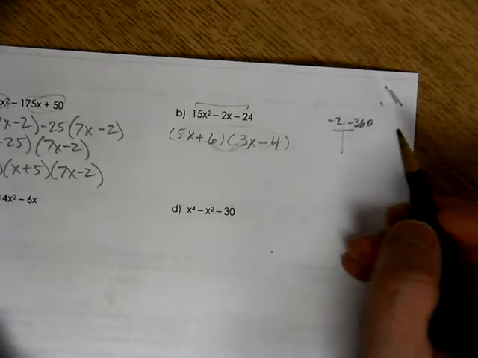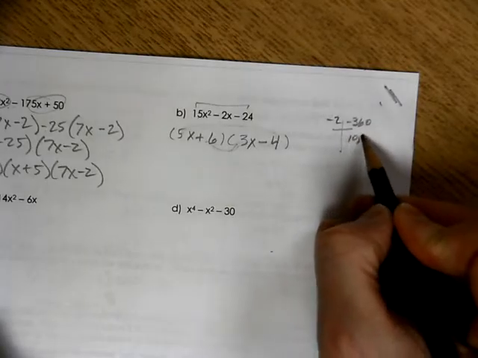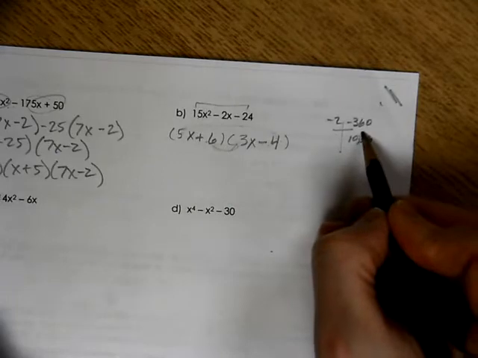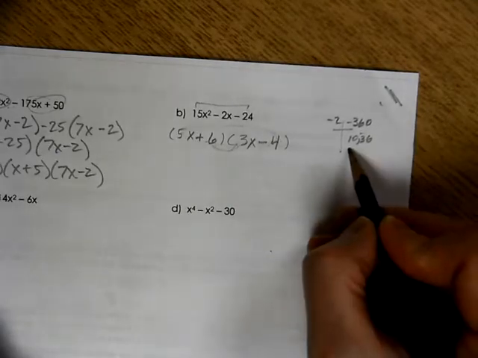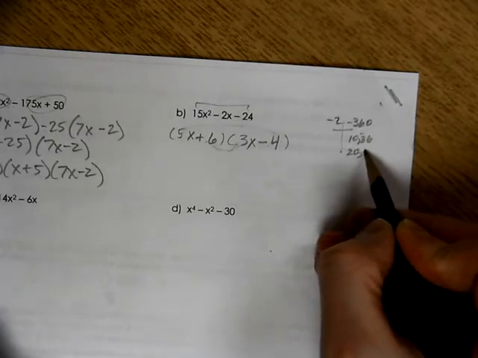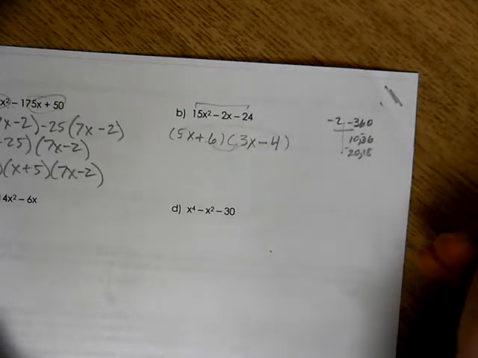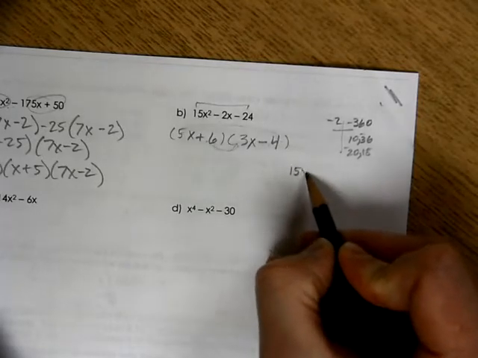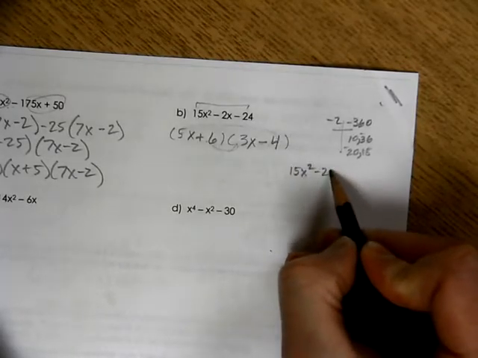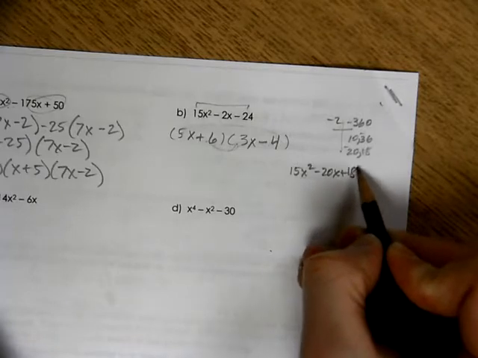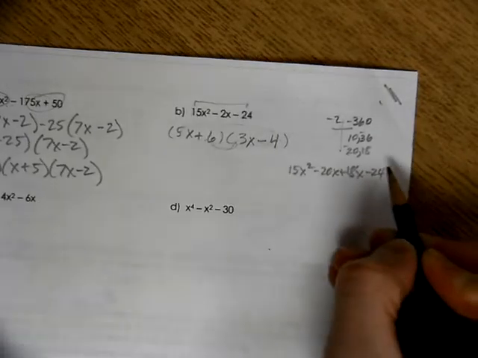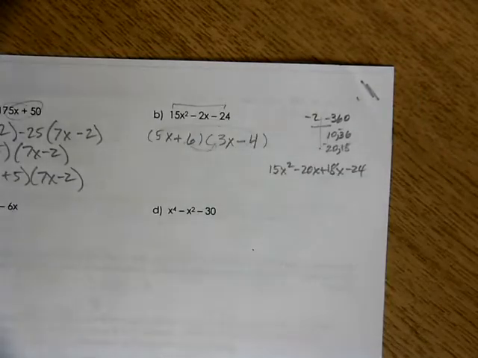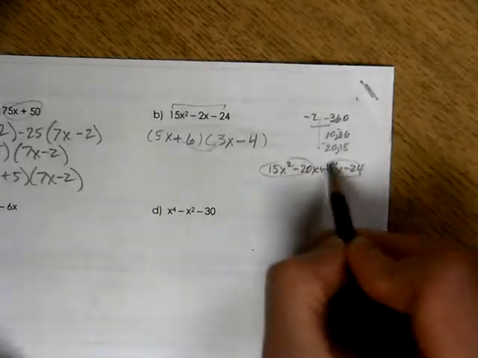360 is such a huge one. We've got 10 times 36. The larger number has to be negative. We've got 20 times 18. Ooh, 20 times 18. That's 2 apart. Negative 2. So what we would do would be 15x squared minus 20x plus 18x minus 24. And we could use factor by grouping if we wanted to.